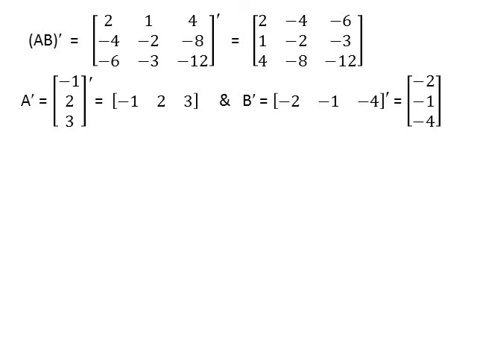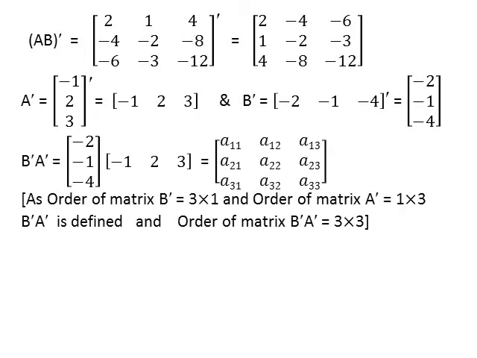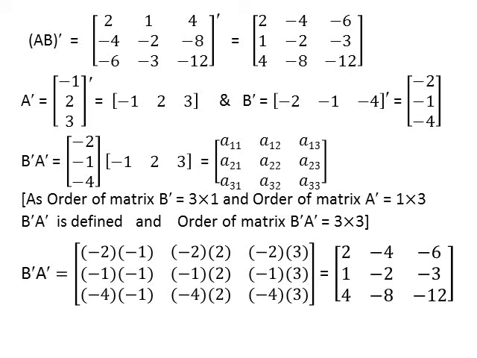In next step, we write transpose of matrix A, which is obtained by interchanging rows and columns of matrix A as shown. Similarly, we find transpose of matrix B. Now, for right hand side, we need product of transpose of matrix B and transpose of matrix A. First write these two matrices. As number of columns of first matrix equals number of rows of second matrix, so product is defined and order of new matrix is 3 by 3. Now, following the rule of matrix multiplication, take product of these two matrices as shown.